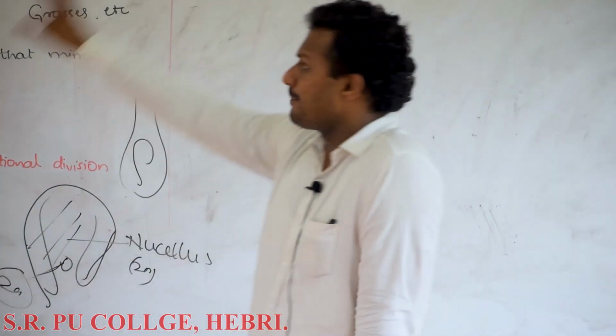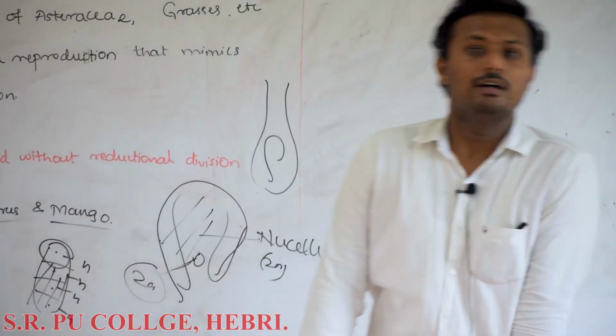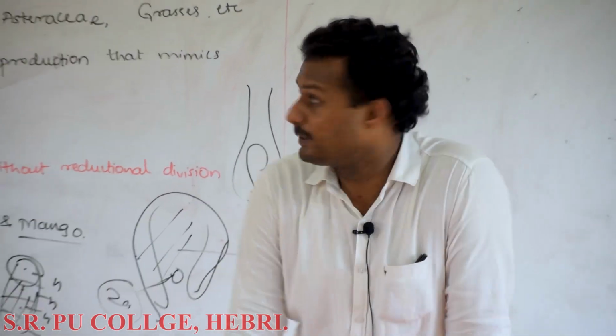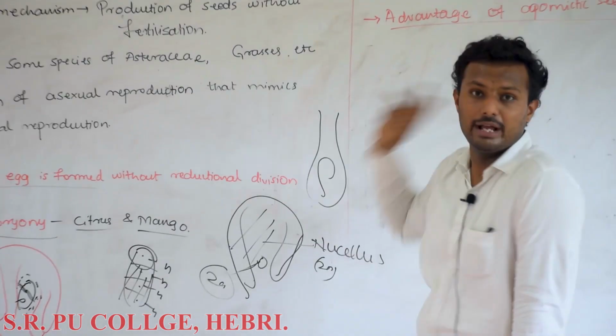So this completes apomixis and polyembryony, and by this we have also completed the second chapter, sexual reproduction in flowering plants.